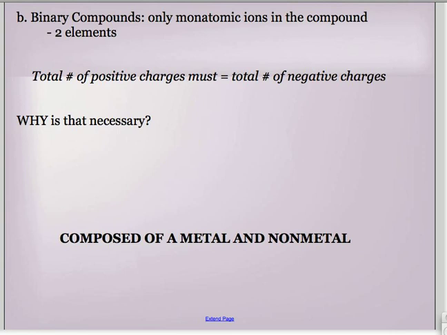So the real thing that we're going to do for this section is you're going to do the binary compounds. And again, binary means just two elements. And you're only going to do monatomic ions. So the ones we've been talking about. We'll deal with polyatomics and everything later.